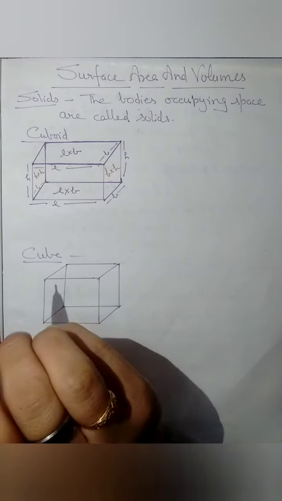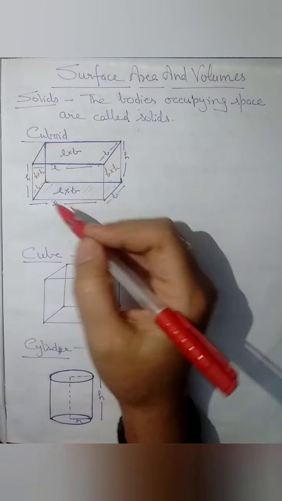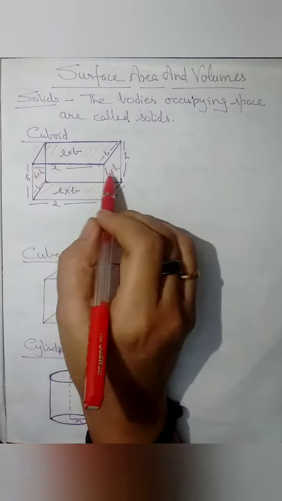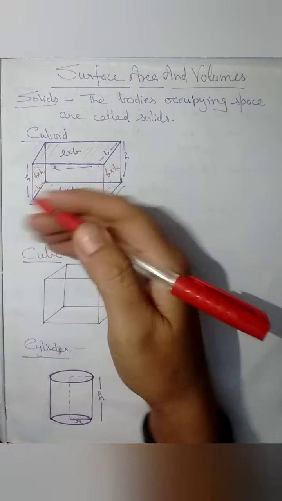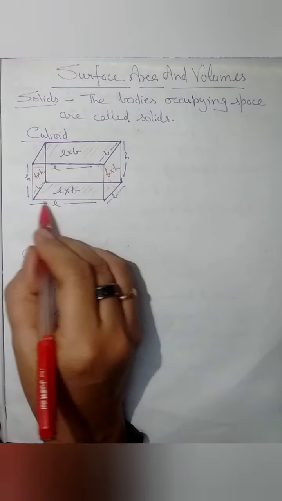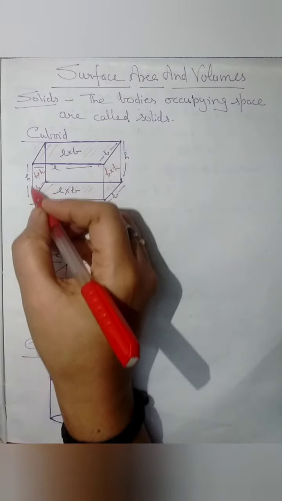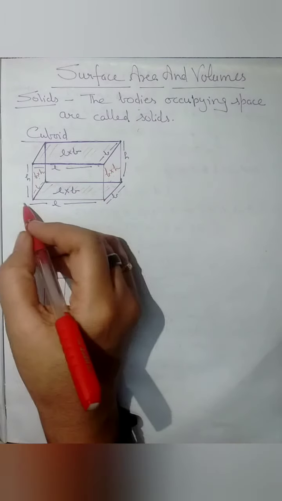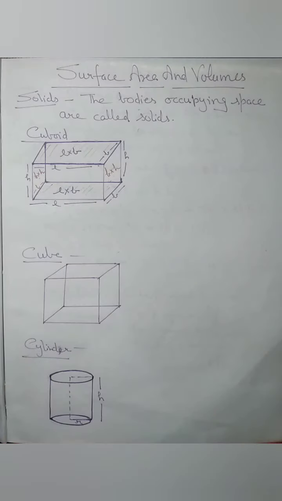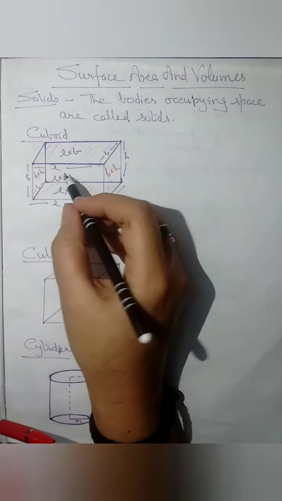Now, which face is left? This is the base, L multiplied by B. This one is the top, and these are the sides of the cuboid. Now, front and back. If we see the front, then L is the length and H is the breadth for this rectangle. So what will be the area of this rectangle at the front? That will be L multiplied by H.